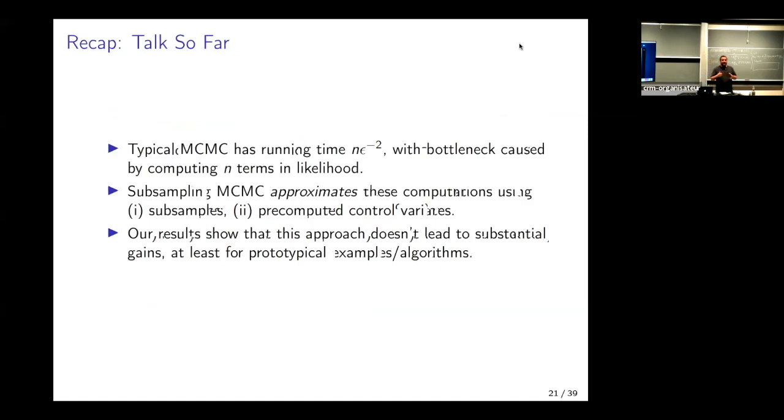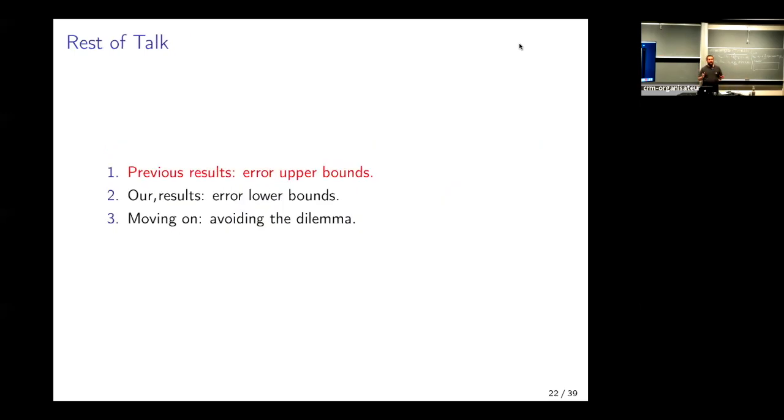All right, so talk so far. Like I said, there's a sort of typical MCMC, which has running time n times epsilon to the -2. There are various sort of standard tricks for getting around them. And we've said that those standard tricks, really, you can't do much better. Okay. Rest of talk, let's go into some of the details, see what the theorems really look like.